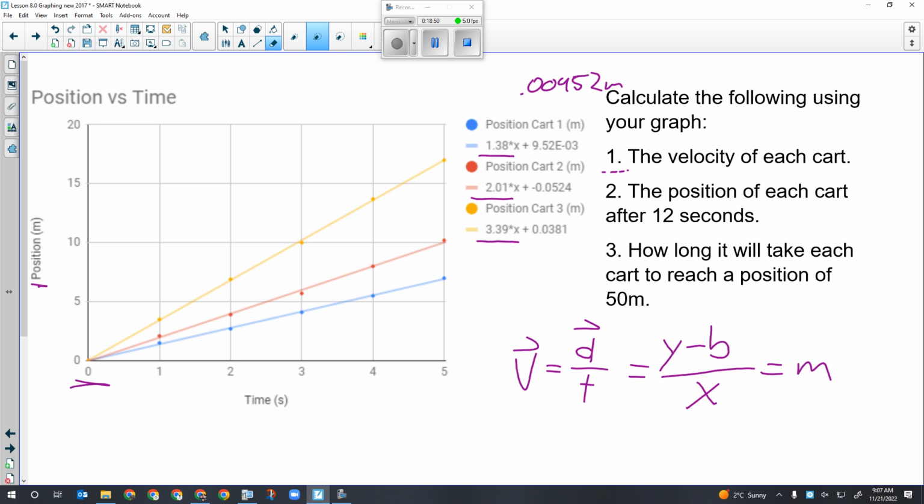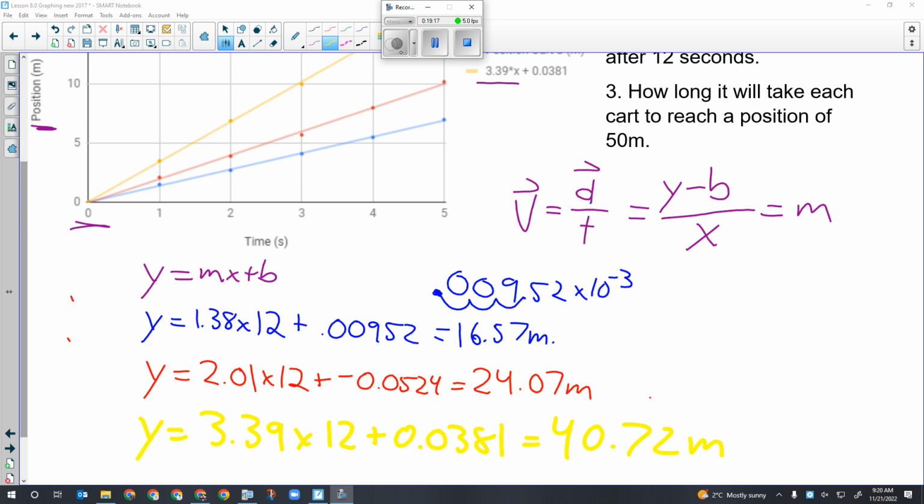Okay? Everybody all right with that? Okay. I would like you guys to do questions 2 and 3. So you're finding the position of each cart. So it's 3 calculations. Okay? The position of each cart after 12 seconds, and how long it will take each cart to reach a position of 50 meters. Okay? Sorry, I forgot to record that. There's the answers.